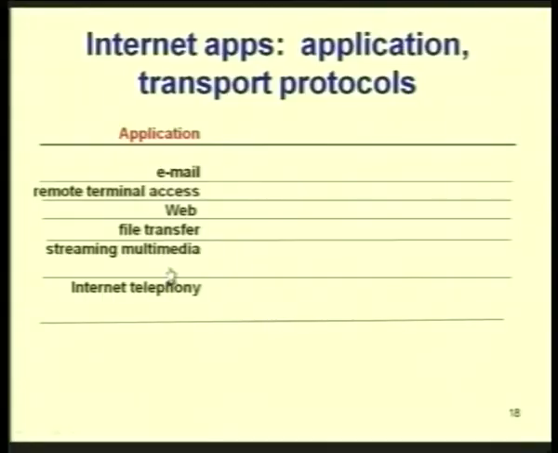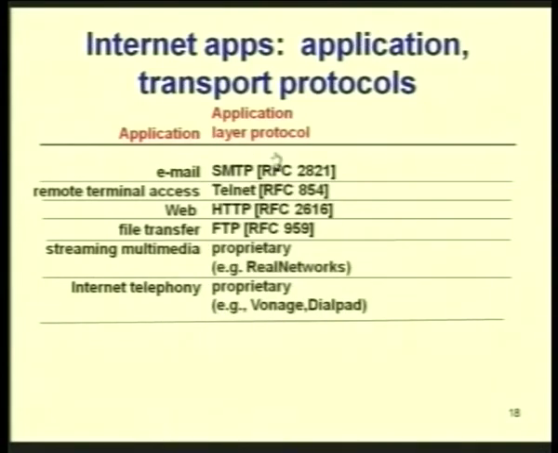If you look at the same internet applications, there is email, remote terminal access, web, file transfer, streaming multimedia and internet telephony. Let us look at the application layer protocol that is used and the corresponding transport layer protocol. Email uses an application layer protocol called SMTP. For remote terminal access, we use a protocol called Telnet. Web access uses a protocol called HTTP. File transfer uses a protocol called FTP. Streaming multimedia is typically proprietary, for example RealNetworks and so on. Internet telephony also could be proprietary.